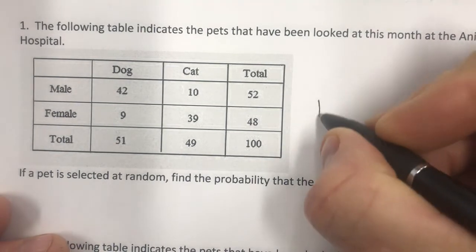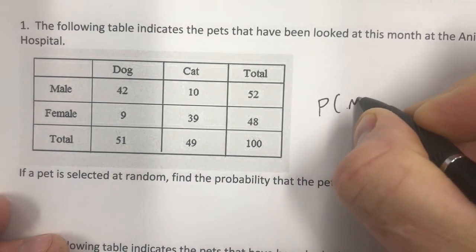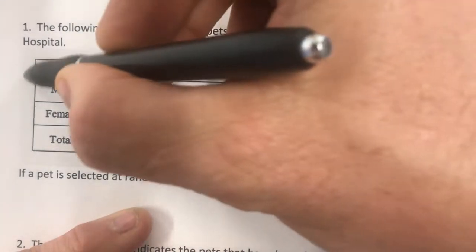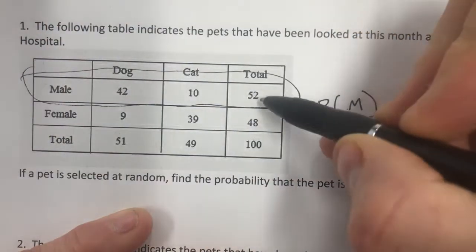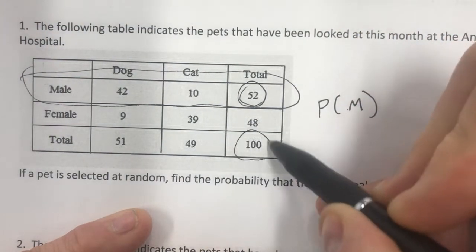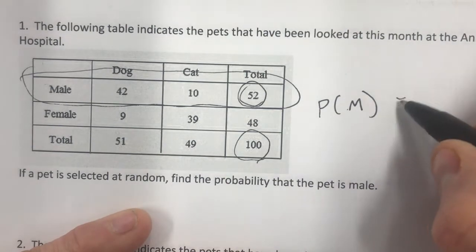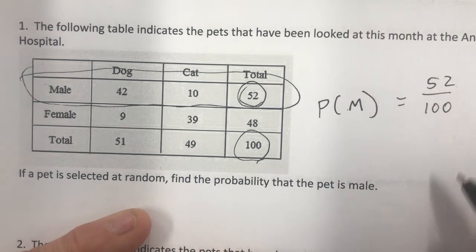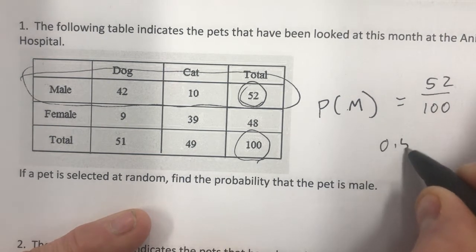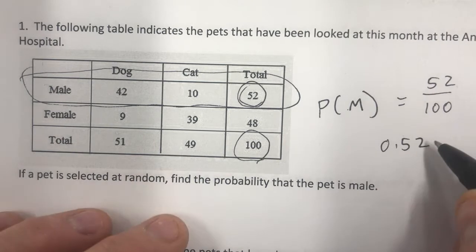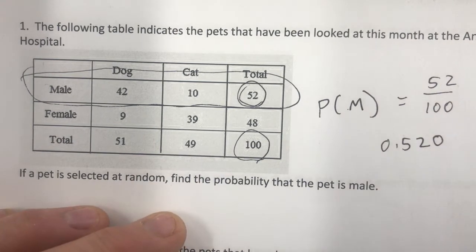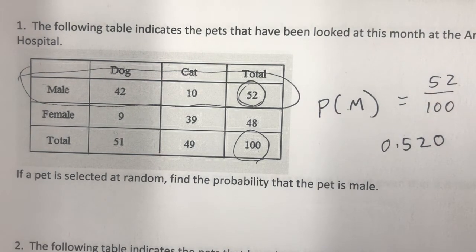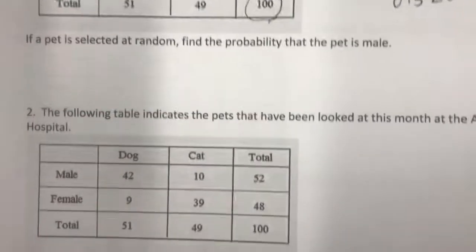Here we're just finding the probability that we have a male pet. If you look at the males right here, the total males is 52, and the total altogether is 100. So the probability that it's male would be 52 out of 100 total, which is 0.52. I think it says round to 3 places on the problem, so we just put a 0 on there, and that would be the probability. These are just simple probabilities. We'll look at the conditional probabilities in just a minute.